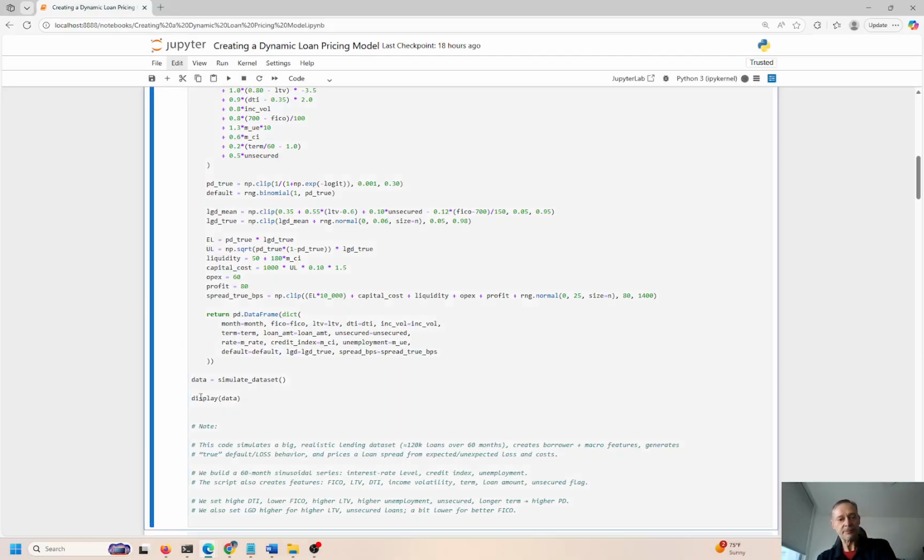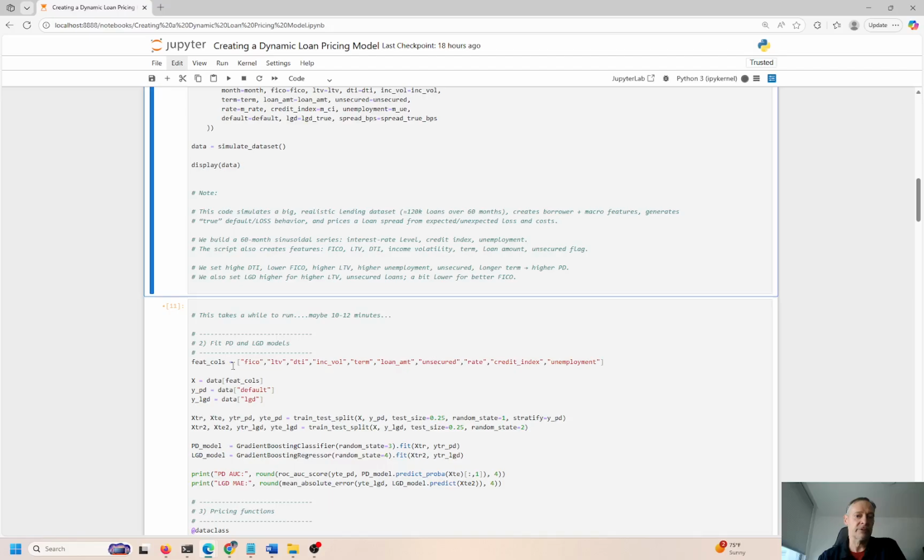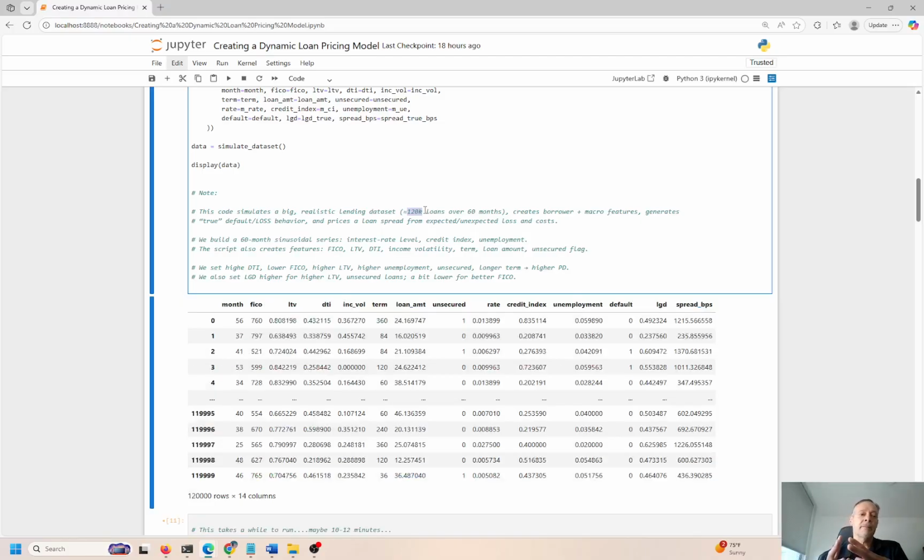So let me go ahead and run this just to refresh the cell, right, and get everything loaded up here. So again, we're looking at a pretty big data set, 60 periods, about 120,000 different loans. So pretty broad in its scope here. We built a 60-month sinusoidal series looking at interest rate levels, credit index, unemployment, so big macro factors, right? We're looking at some economic features here, and then we want to understand the FICO score, the loan to value, the debt to income, the volatility of the person's income, loan amount. Is it secured? Is this unsecured?